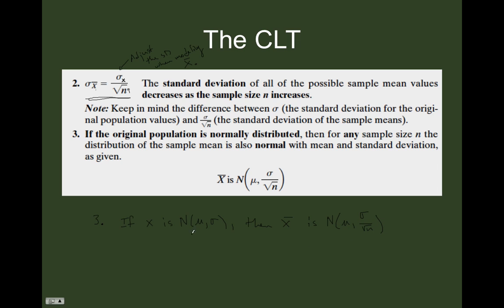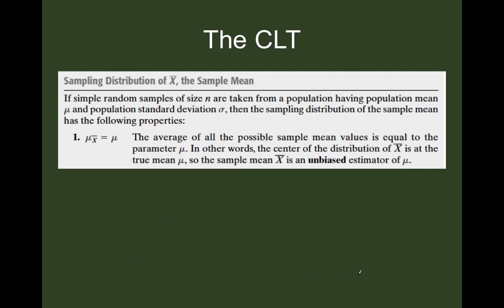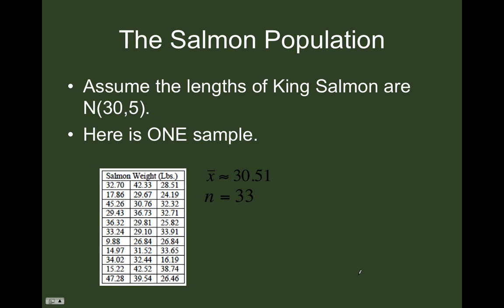Okay, so for the salmon example, x is N(30, 5), so x bar is N(30, 5 divided by the square root of 33). So now that I have the central limit theorem, I actually have a way that I can go back and model that sample mean. So if I go back to the original problem that we had here, I can actually do the calculation.